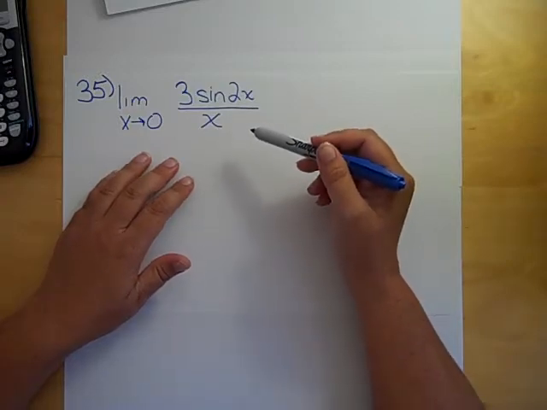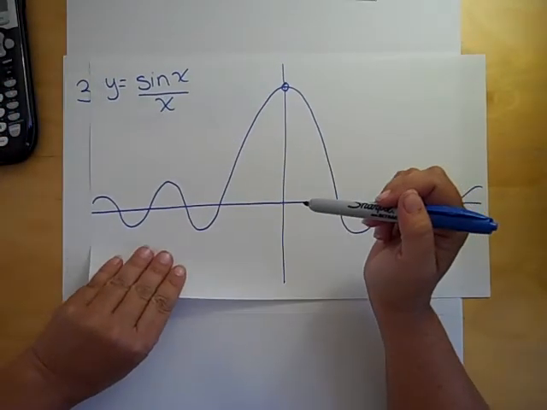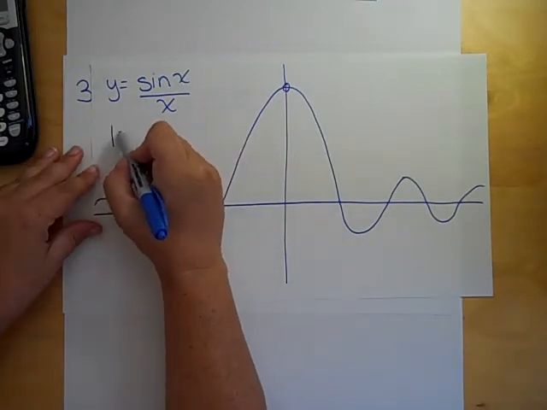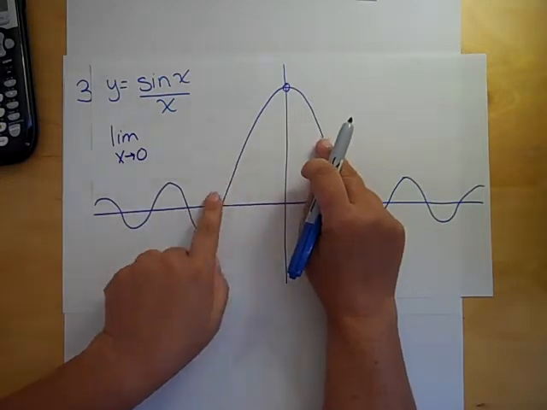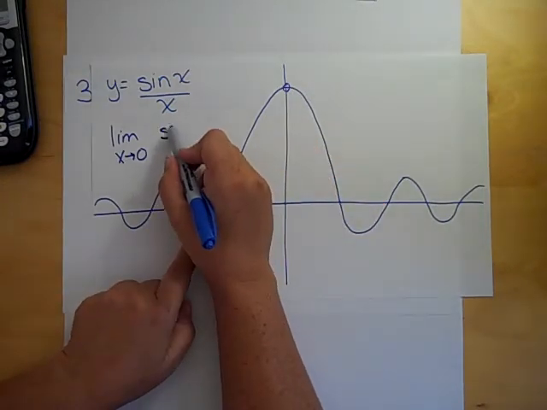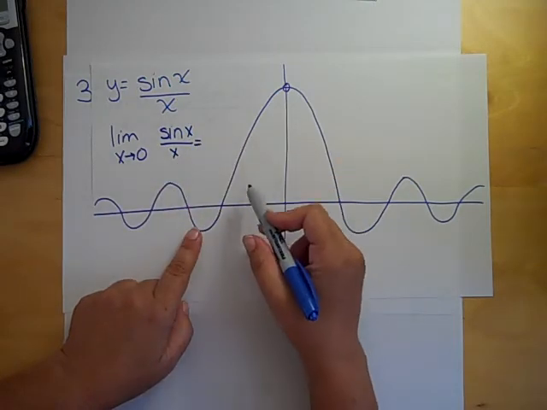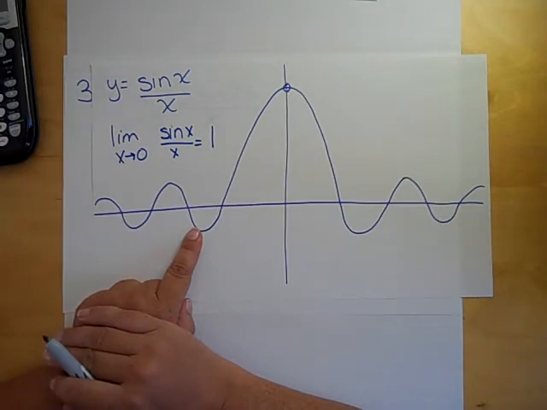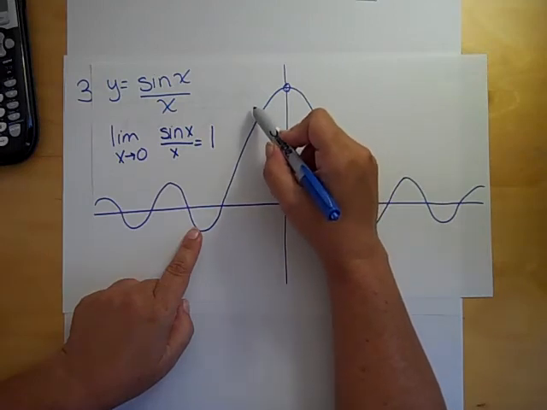Now hopefully you've memorized your special trig limit. The one that says that the limit as x approaches 0 of this function, sine x over x, equals, what is that? 1. Now, I showed you in class how we prove that with the squeeze theorem, but really, you just want to remember this limit. It comes up a lot.